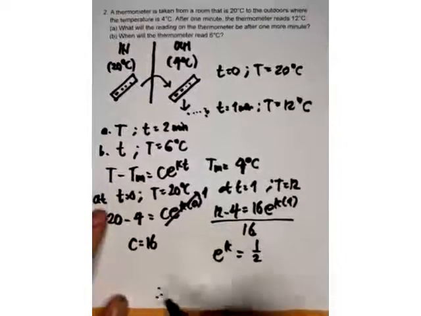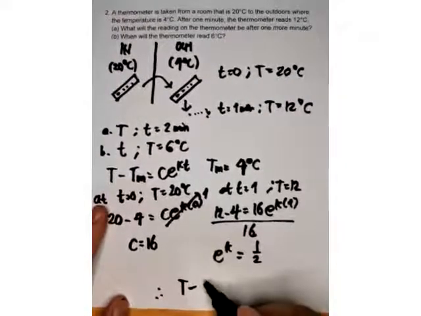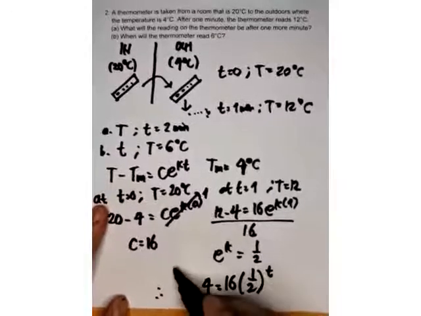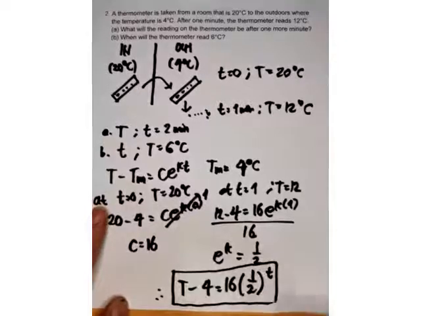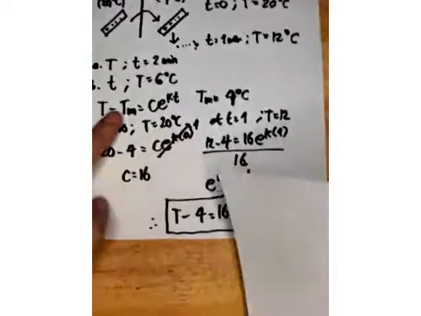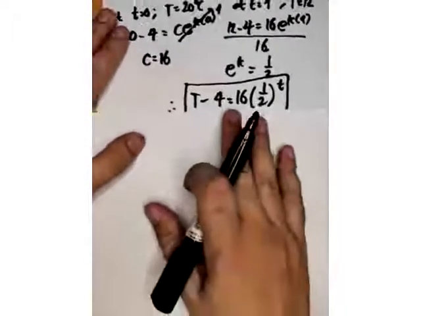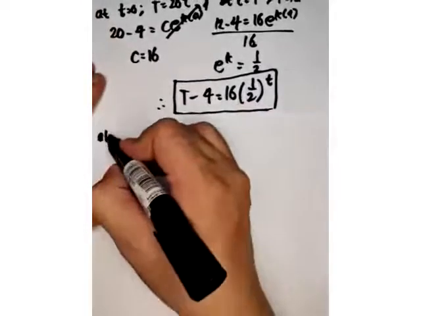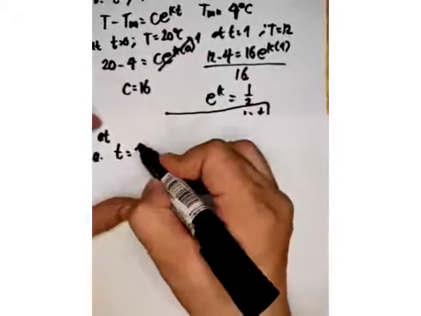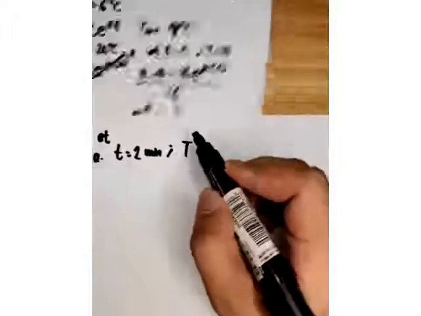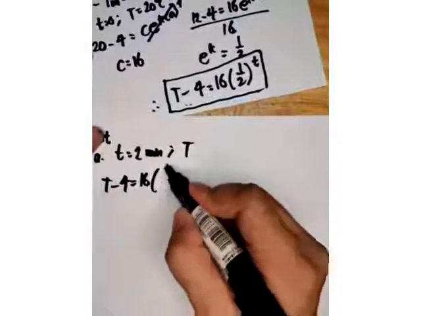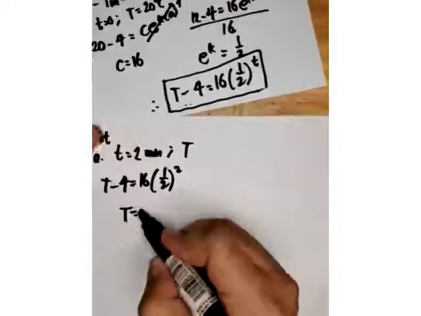Ayan. So, therefore, ang formula natin is T minus 4 is equal to 16 times 1 half raised to t. Ayan. So, that's our general formula for this particular problem and conditions. Okay. So, next i-apply na natin at letter A. Letter A pala. At T is equal to 2 minutes. What's the temperature reading? So, therefore, T minus 4 is equal to 16 times 1 half squared. So, what's the temperature reading?